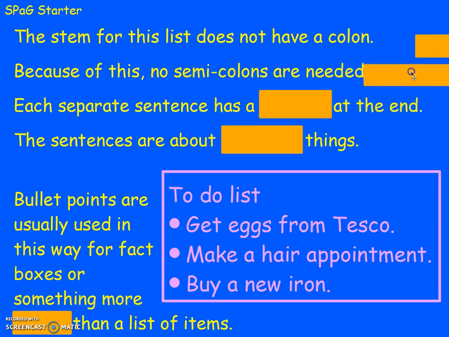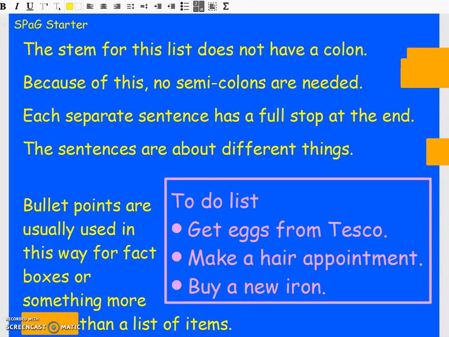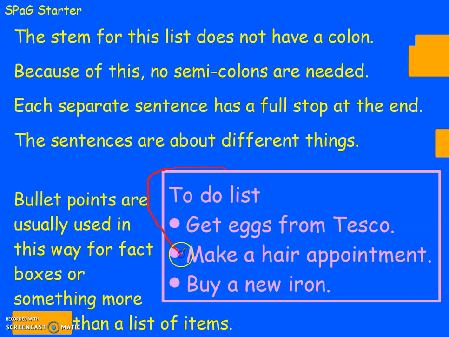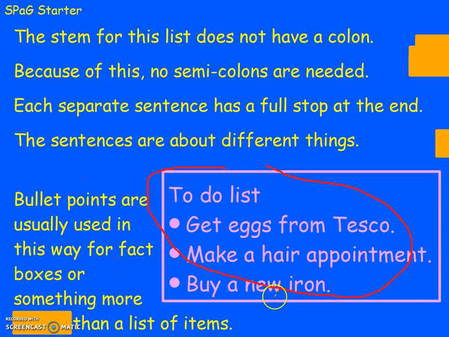Okay. The stem or title for the list does not have a colon. Because of this, no semicolons are needed. Each separate sentence has a full stop at the end, and the sentences are about different things. The difference in this one compared to this one is that this is just using singular words, isn't it? It's just listing items. This is listing sentences, so that's why it's different.